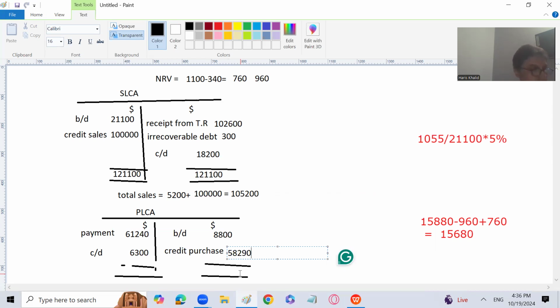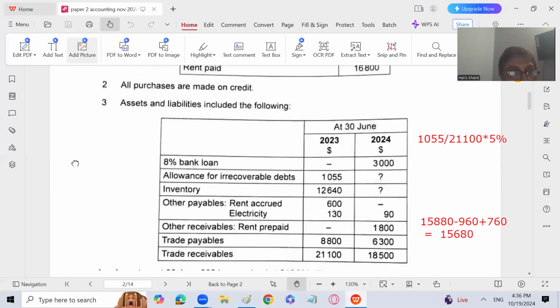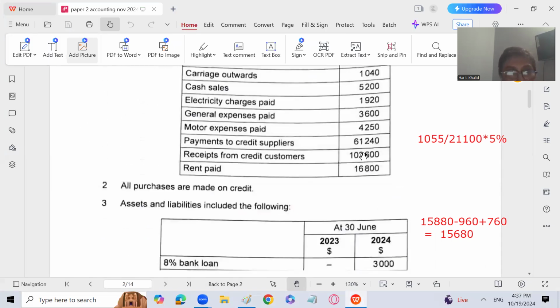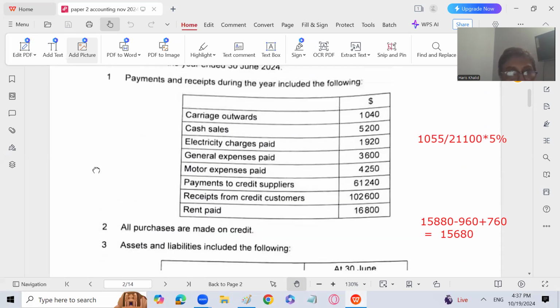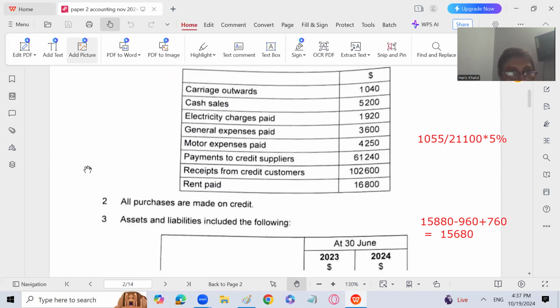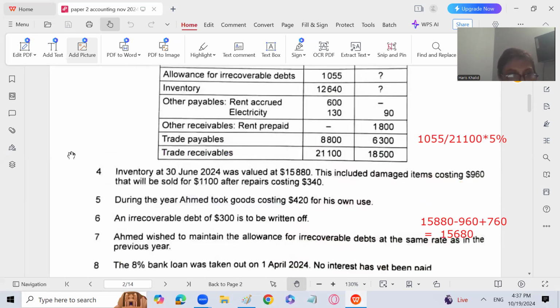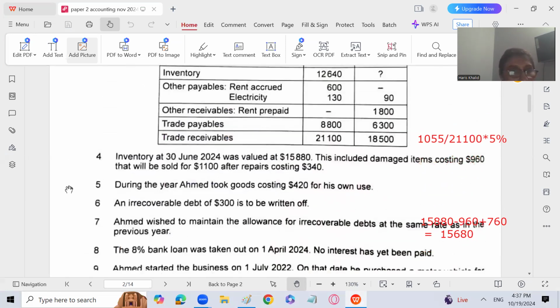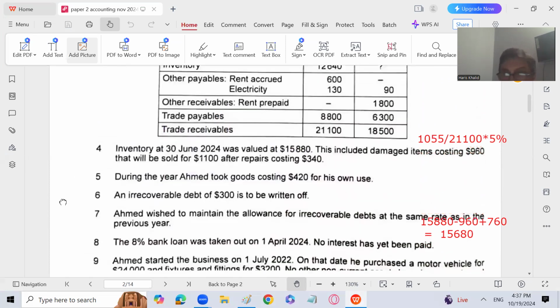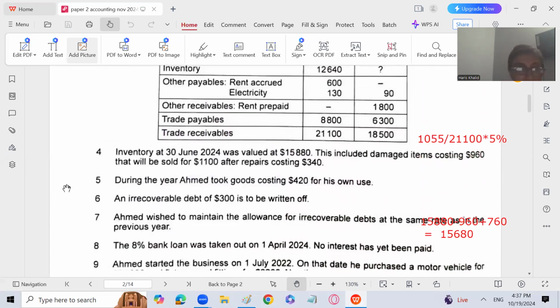Plus 6,300 minus 8,800. So 58. Just a minute. If I have written something wrong, let me check it. Payment to credit supplier is 61,240. That's fine. And is there anything else regarding? Okay. Right. So the answer is going to be 58,740.